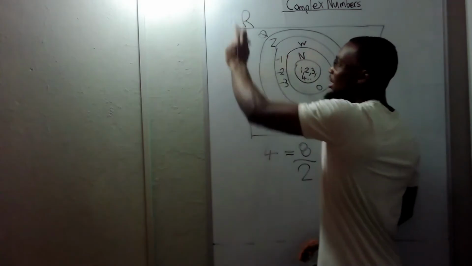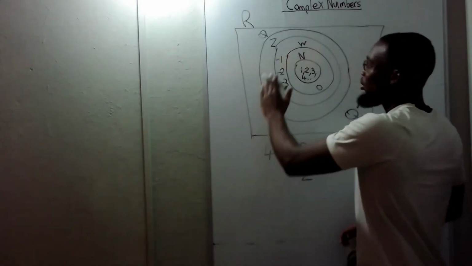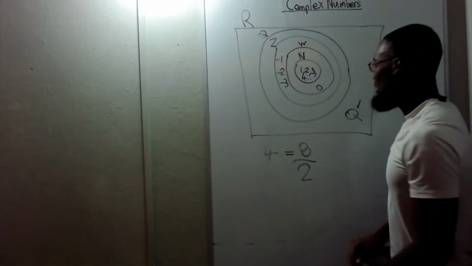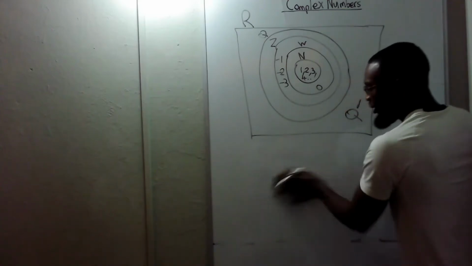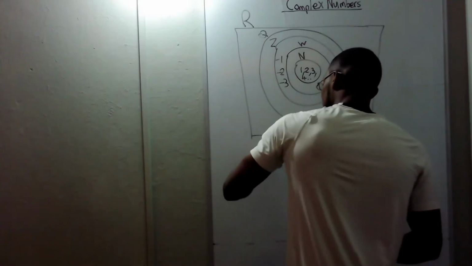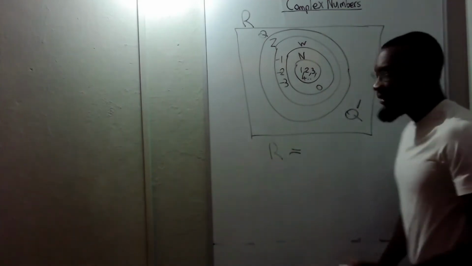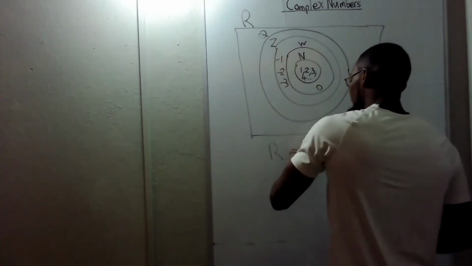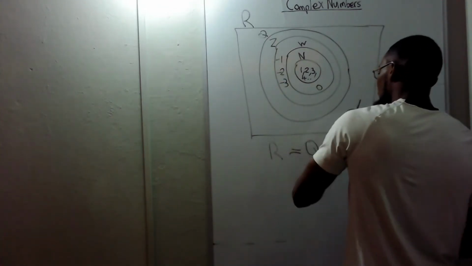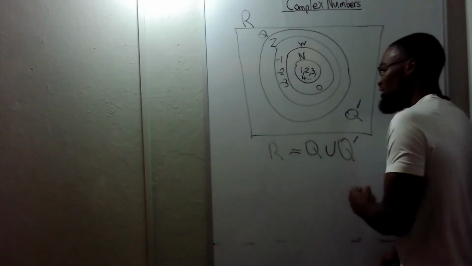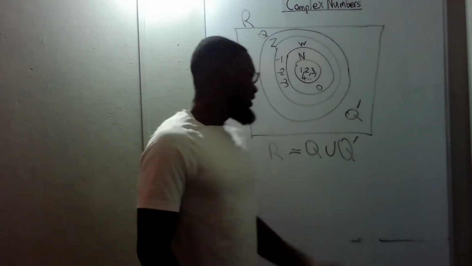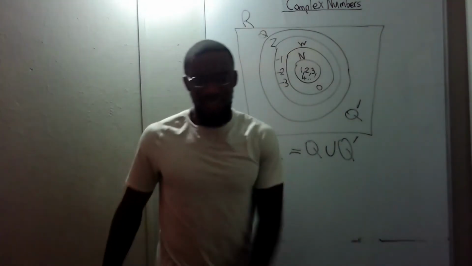Now, the real number system R just encompasses all of this. Alright? So the real number system R can be written as rational numbers union irrational numbers. And that gives us the real number system. This is R. So we call all of this R.